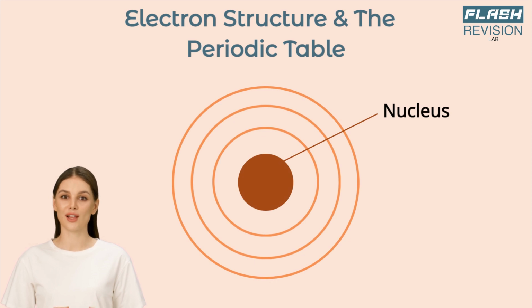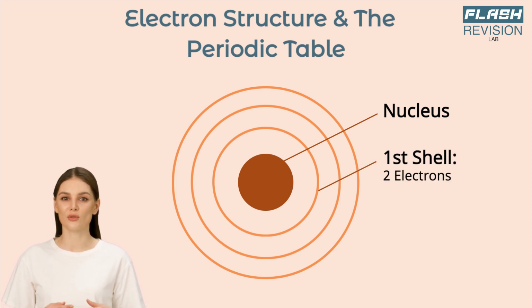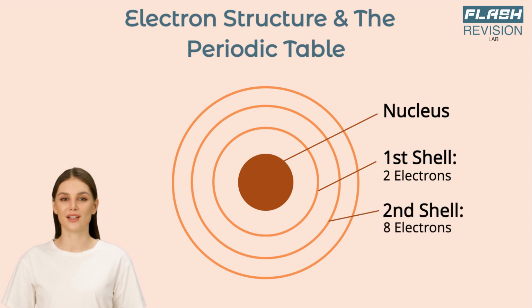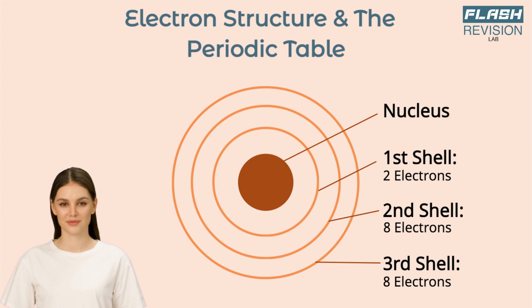Electrons in an atom are arranged in energy levels or shells. Each shell has a maximum number of electrons it can hold. The first shell can hold up to 2 electrons, the second shell can hold 8, and the third shell can also hold 8. The electrons in the atoms fill up in order, starting from the innermost shell first, and move on to the next when the shell is full.